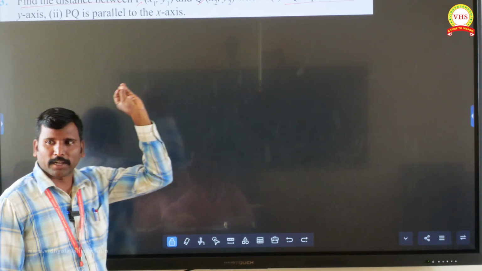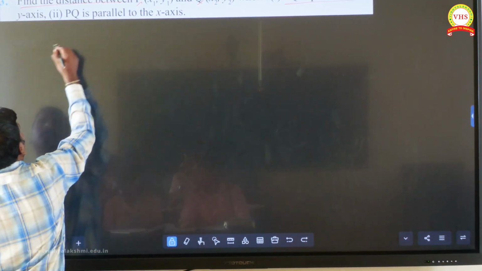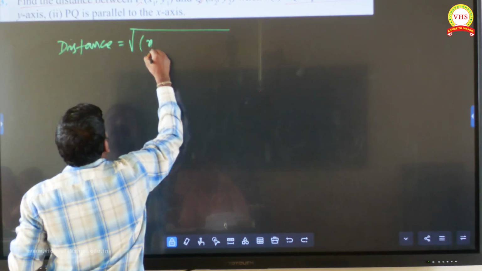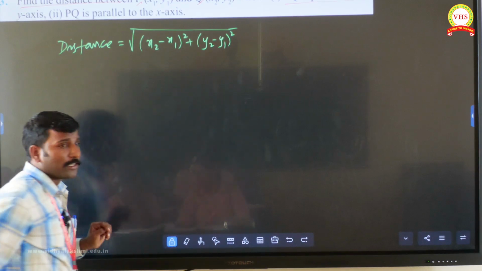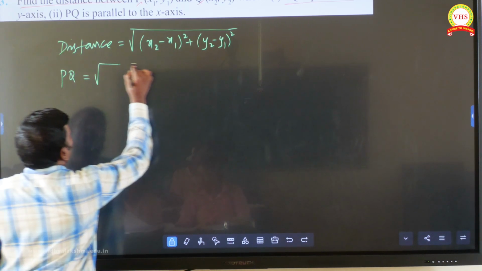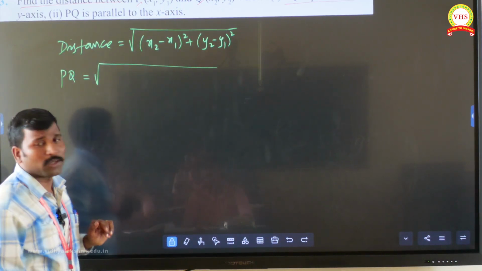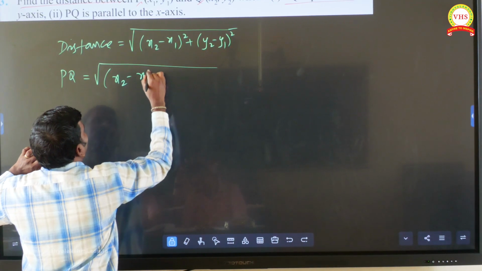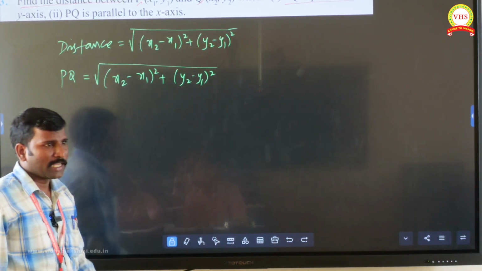Okay, now we will write the distance formula. What is the PQ distance formula? We know that it is the square root of (x2 minus x1) whole square plus (y2 minus y1) whole square. This is the formula. Here, I am going to find the PQ distance. Q is (x2, y2) and P is (x1, y1). The x2 goes with x2 and x1 with x1, and the same things are mentioned. This is the PQ distance formula.